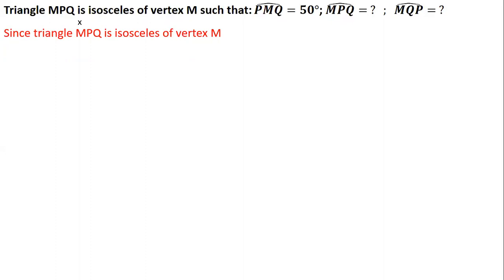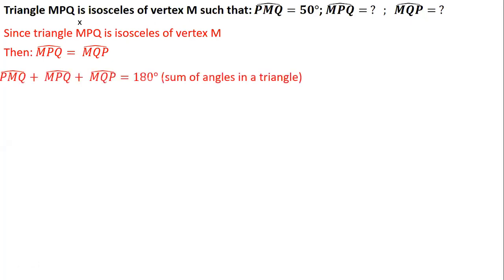The angle at vertex P, name it. MPQ. At vertex Q, MQP. These 2 angles are equal to each other. Are we given the measure of angle MPQ or is it missing? It's missing. And MQP given or missing? Missing. So we start from the sum of angles in a triangle.